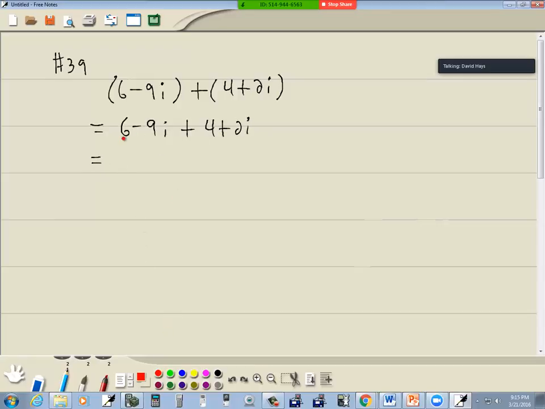Combining like terms, well, we combine numbers. 6 plus 4 is 10. Now notice here, these both have an i. And I said earlier that you can combine like terms just as long as they're exactly the same. Then you add or subtract the numbers that are in front. Negative 9 plus 2 gives us negative 7i. And that would be our answer.